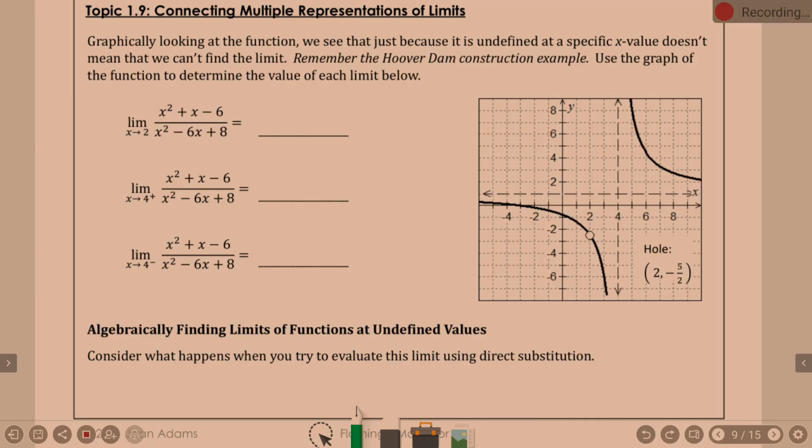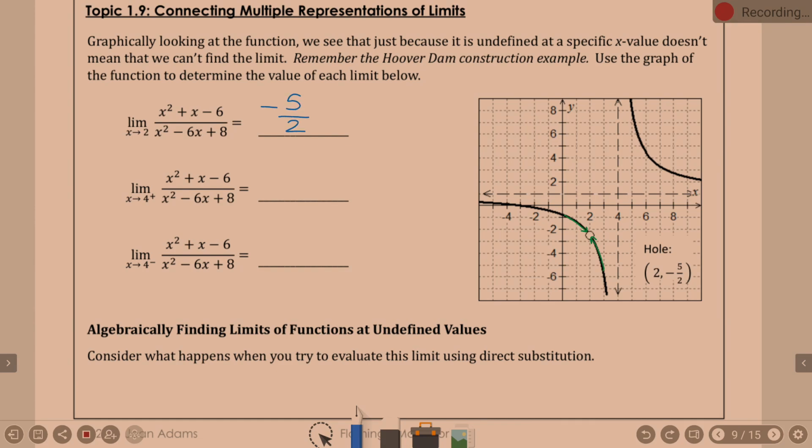So the limit as x approaches 2. According to my graph, what is that? We put negative 5 halves. Okay. It was negative 5 halves above, yes. Does that make sense based on the hole here? As x approaches 2, you're approaching, it doesn't matter that that's a hole. You're approaching that value. It doesn't have to exist at that point. So like we know from up above, and like the graph says, it is negative 5 halves.